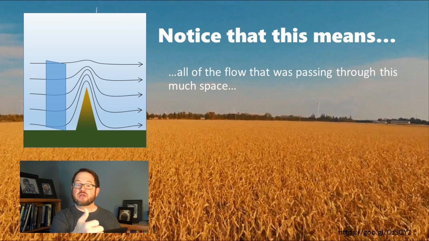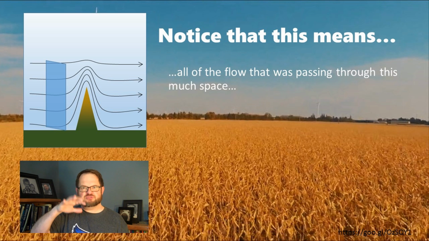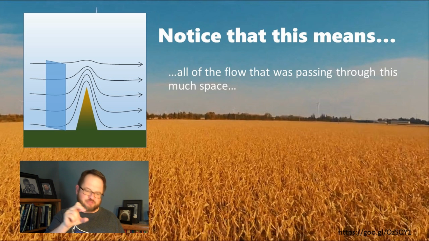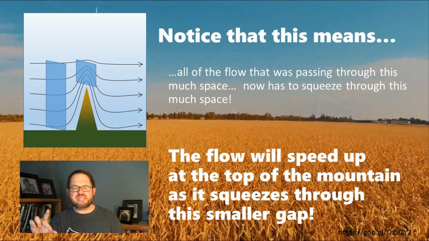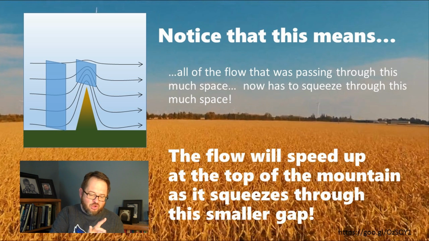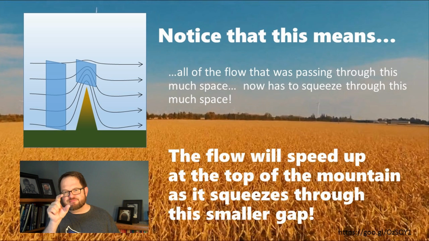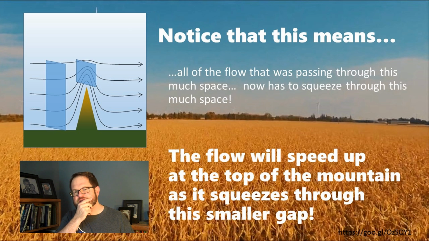Upwind, on the windward side of the orography, the flow is going through a certain amount of space. There's a plane there that the flow is going through. What I want to show you is that all that same amount of mass is going to have to get squeezed through a narrower area at the top of the hill, because all that mass has to pass through that smaller area at the top. It has to squeeze through that smaller plane up at the top of the mountain. The flow is going to have to speed up to do that.